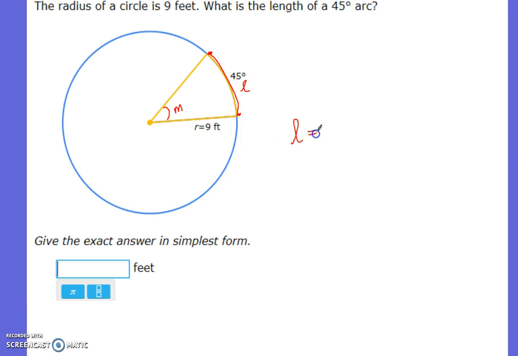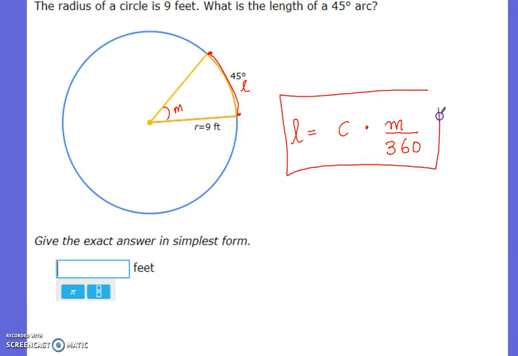Here's the formula to find the length of an arc. The length of an arc is given by circumference times the measure of the arc divided by 360, which is the measure of the whole circle. C stands for circumference. Remember, circumference is 2 times pi times radius, or you can think of 2 times radius as the diameter, so it's diameter times pi.